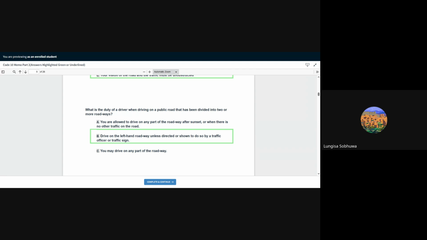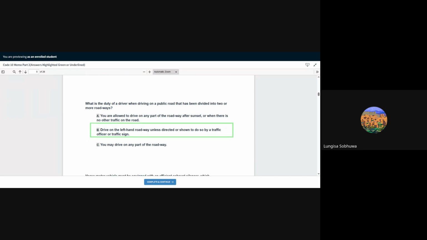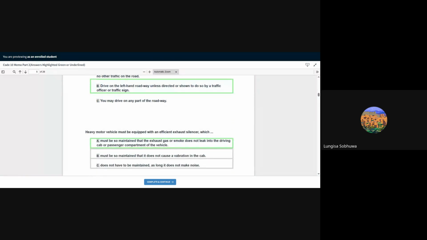C says you may drive on any part of the roadway. So here the duty of the driver when driving on a road that has been divided into two roadways is B, right? B says drive on the left-hand side of the roadway unless directed or shown to do so by a traffic officer or by a traffic sign. So that's the correct answer in that case.